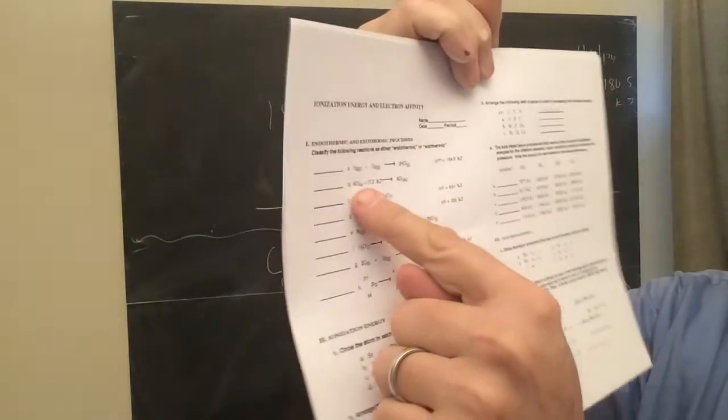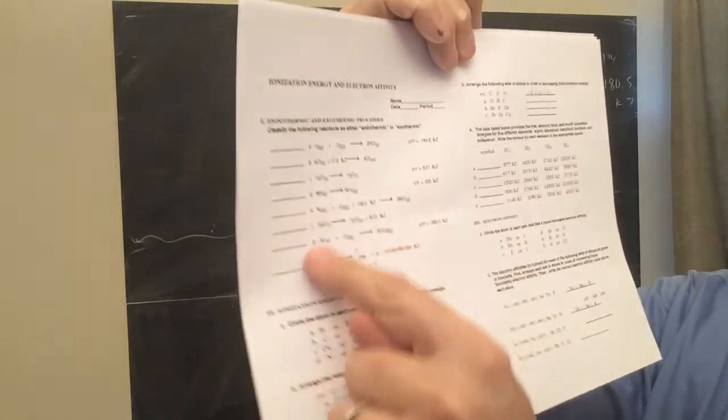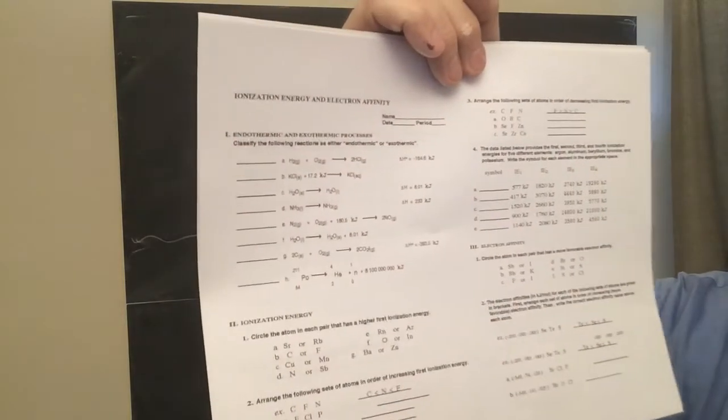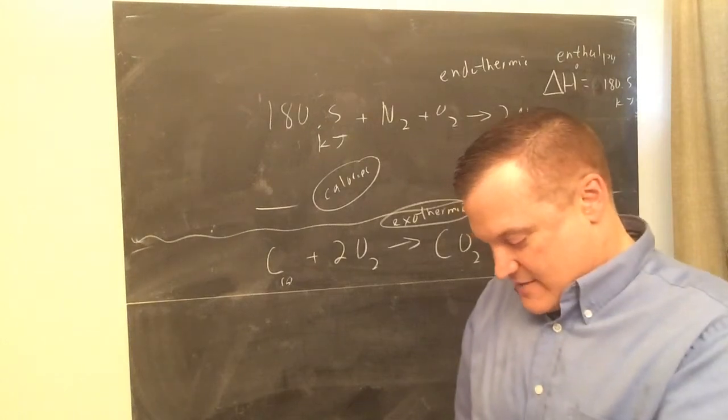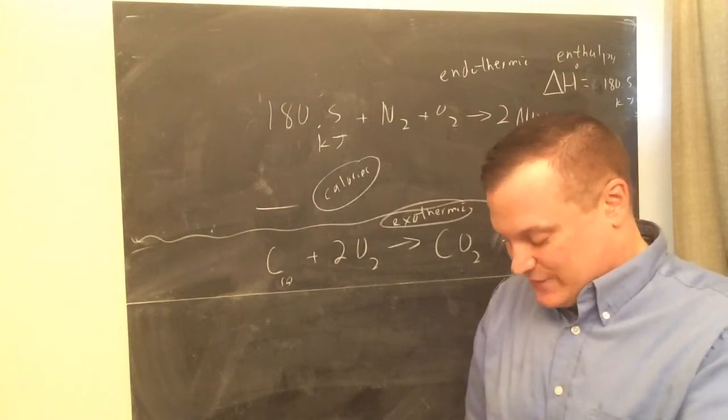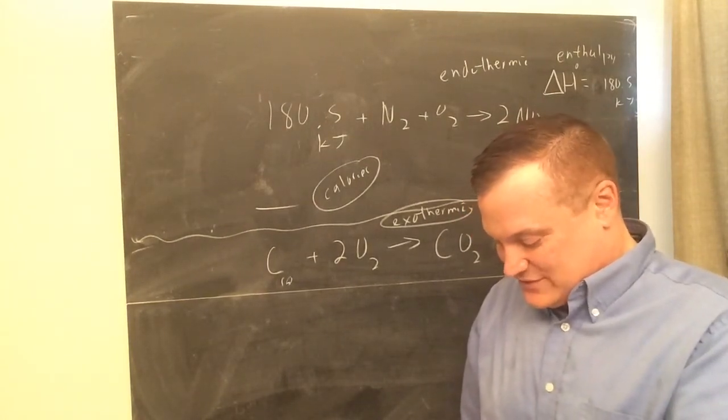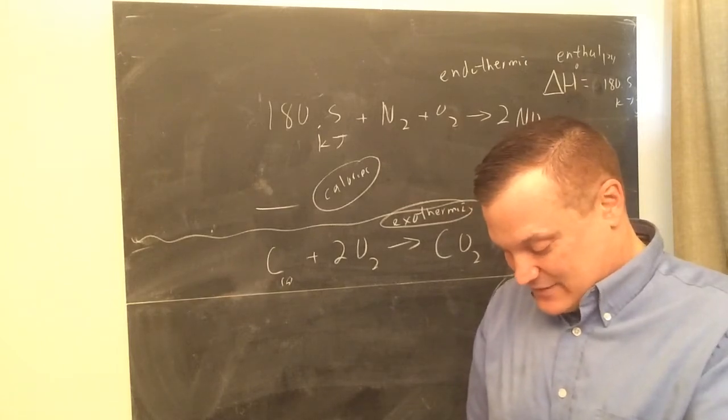Endothermic and exothermic reactions. Anyway, just label, is this endo or exothermic? That's all you've got to do. There's no math or anything there. And the last one, H, is actually a nuclear reaction, which, well, you can just see how it looks. You get an amazing amount of energy there.